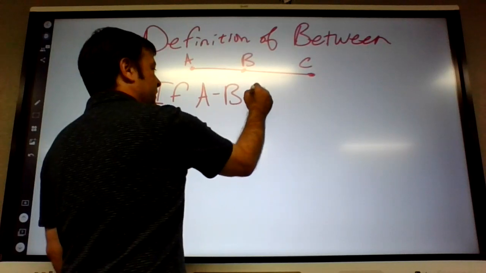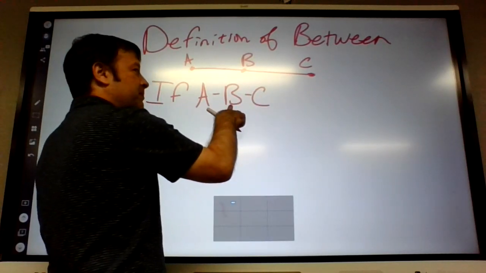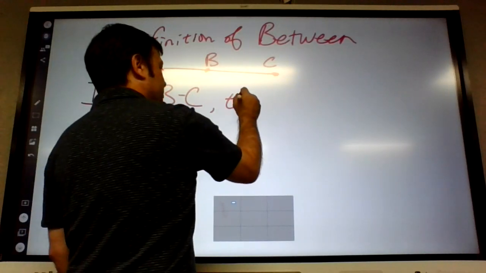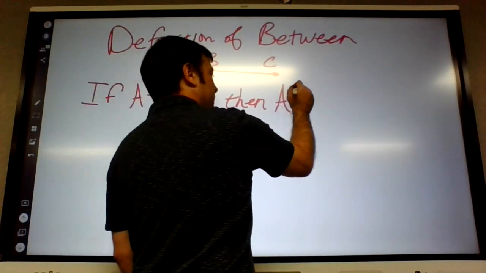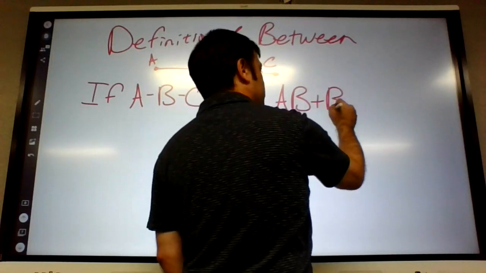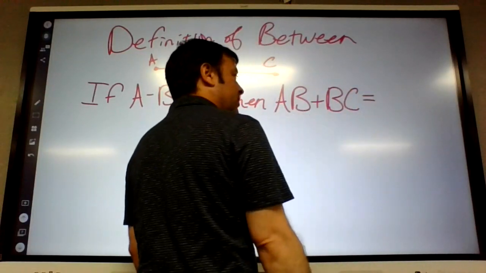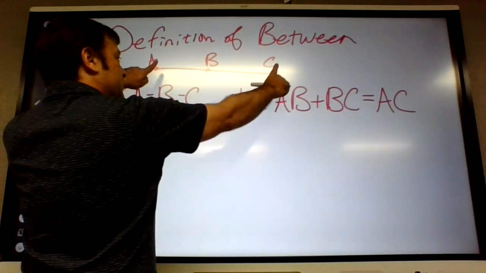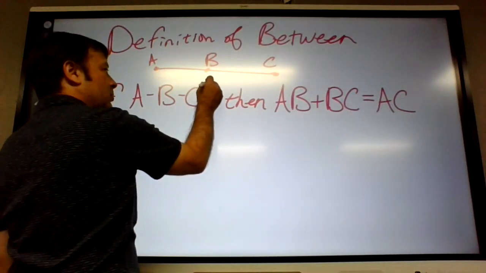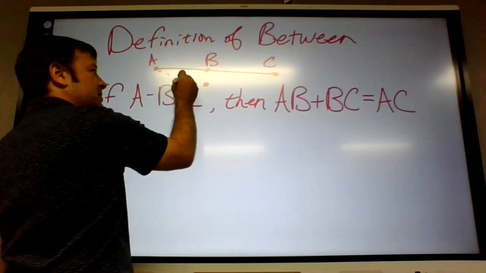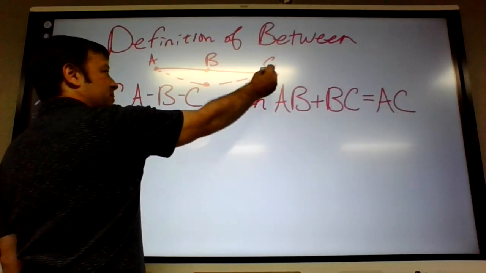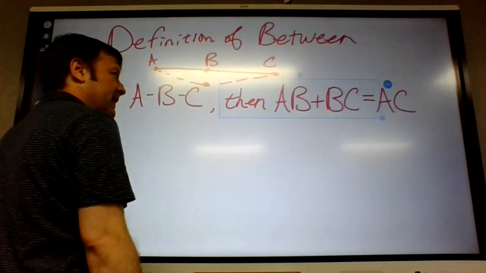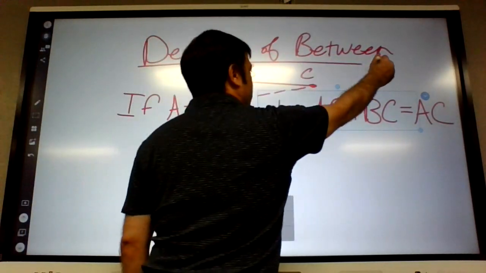here's how the book writes it. If A, B, C. This means if B is between A and C, here is what we know. Here's what's true. Then the length of AB plus the length of BC should equal the length of AC. This length plus this length equals this length. If B were not between A and C, this length plus this length would not equal this length. But if it is on the line between, that's what we do. So this is called the definition of between.